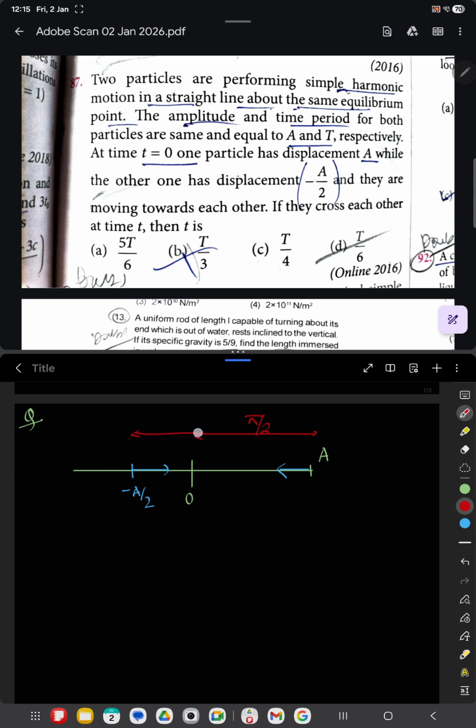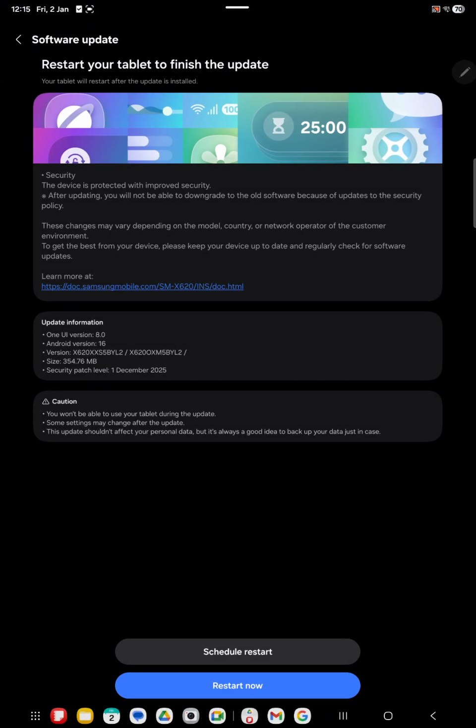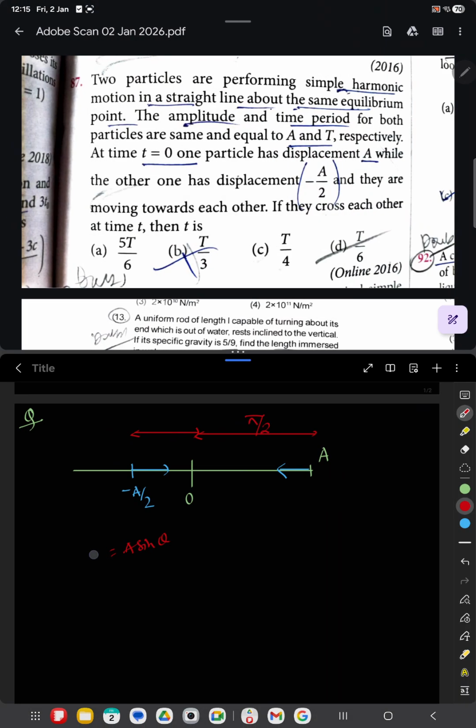This one will be, as x is a by 2, x is equal to a sin theta. So in place of x, you can write a by 2. So sin theta is half. That means theta should be equal to 30 degree, so pi by 6. So the net phase difference between them is pi by 2 plus pi by 6, so that is 2 pi by 3.